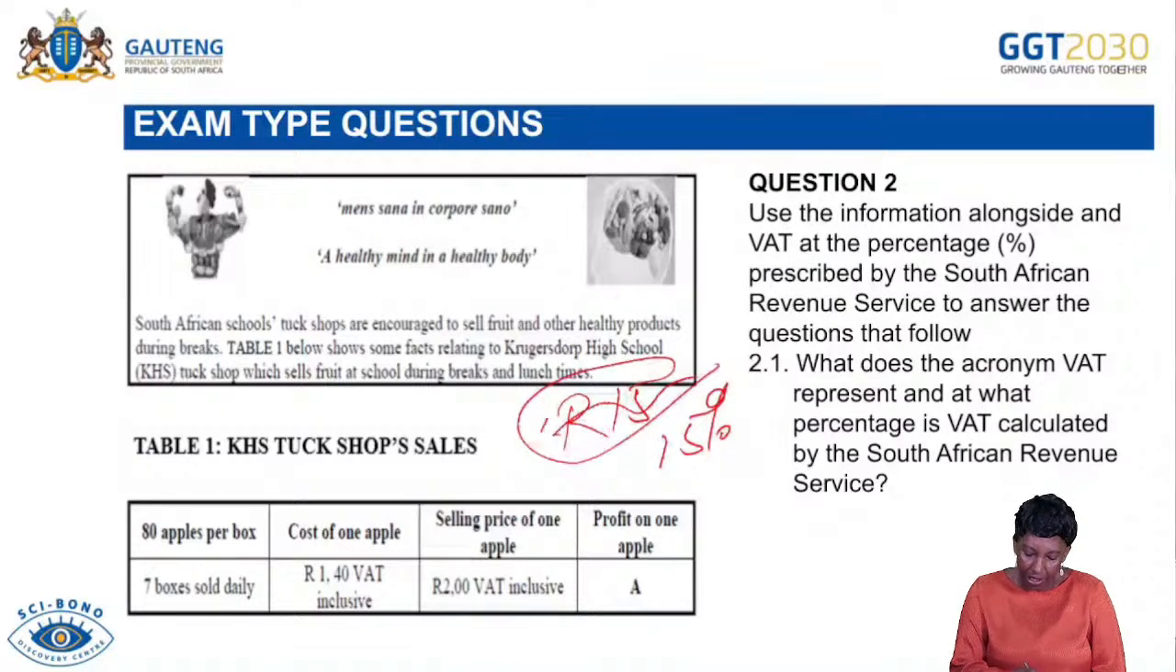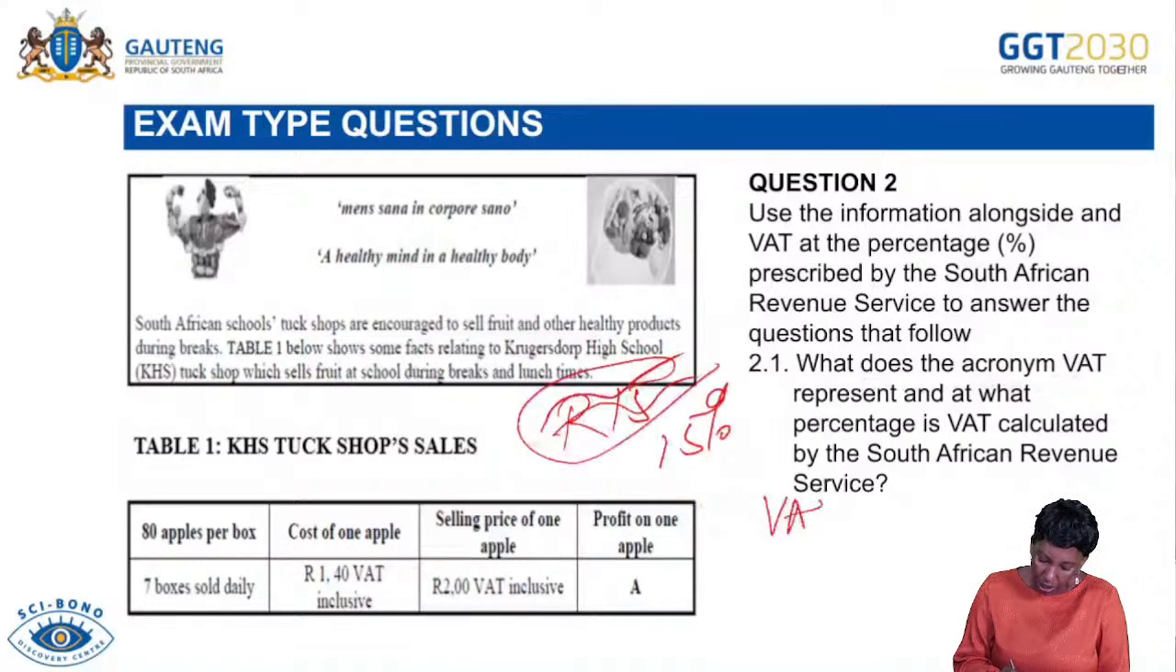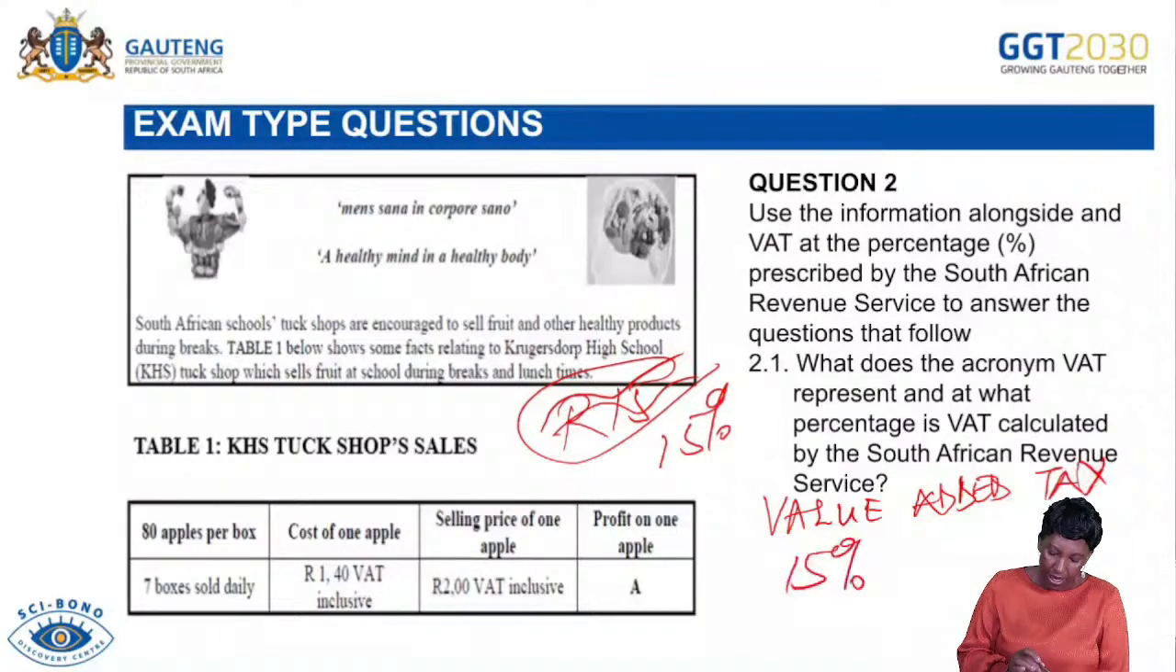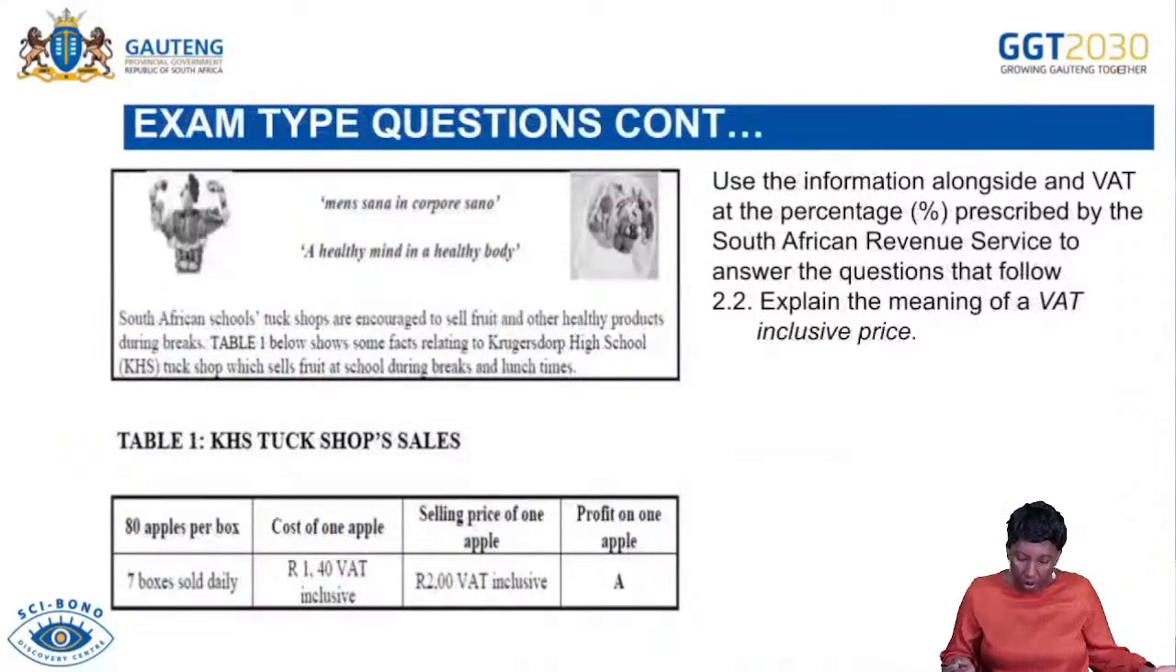That is the VAT percentage, not 15 rand. It is the 15%, the VAT percentage. So what does the acronym VAT mean? You need to know it is value added tax. And then how much is it? It is 15%. You have answered. You have 4 marks. And then you go to the next one.